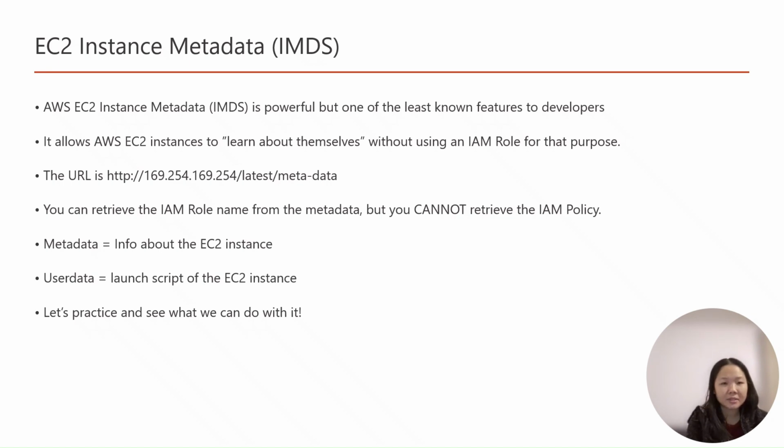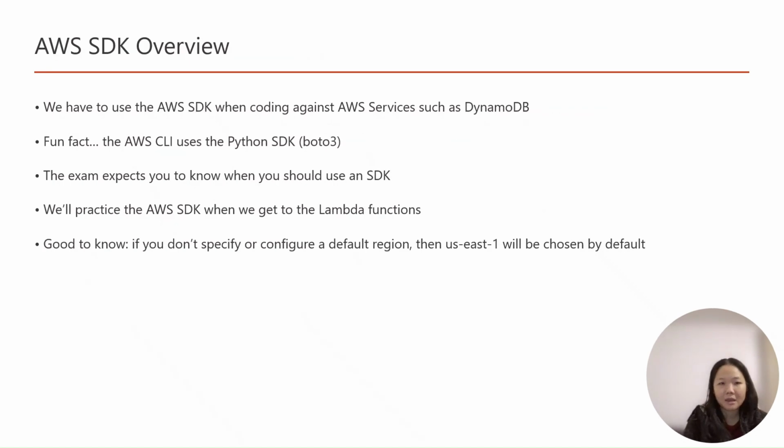The URL is http slash, as shown in the slide. You can retrieve the IAM role name from the metadata, but you cannot retrieve the IAM policy. The metadata includes info about the EC2 instance, and the user data is the launch script of the EC2 instance. Let's run it and see what we can do with it.